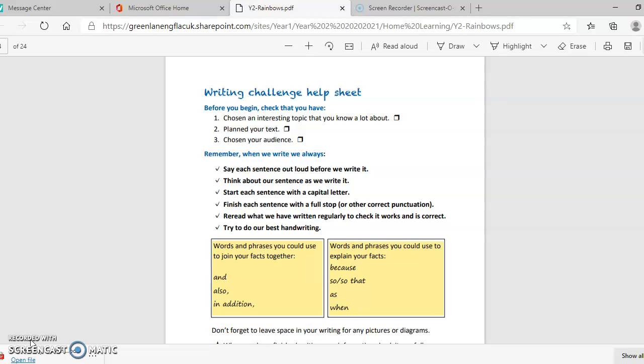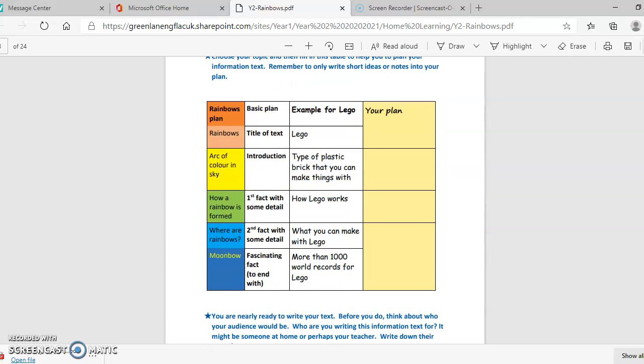What we're going to be doing today is, yesterday you've done your plan. So you've got your plans already. You might need to have them in front of you today to be helping you with your writing. And you might want to re-look at that rainbow piece of information as well, just so you know how we're going to set it out. Because your 4 boxes that you've done are going to be the 4 different sentences that we've got here, okay?